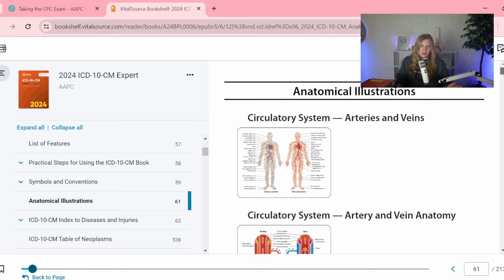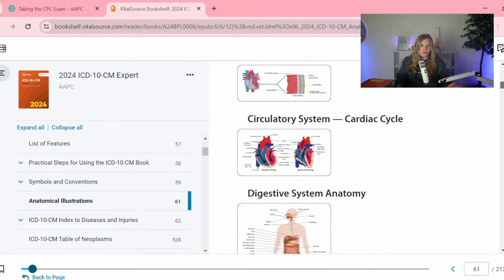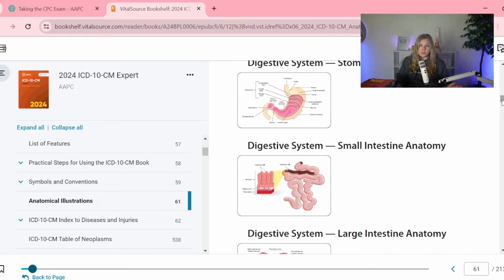But the cool thing about the AAPC ebooks is I can scroll through all of these different anatomical illustrations that they have available. And they have pretty much every body system: cardiovascular, digestive, ears, nose, throat, reproductive, etc., etc. And you can make notes here.